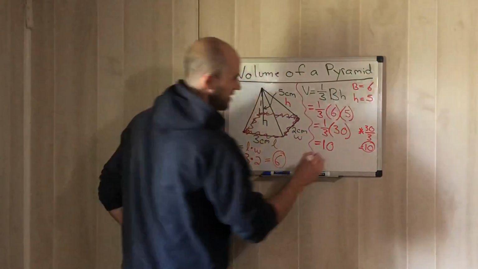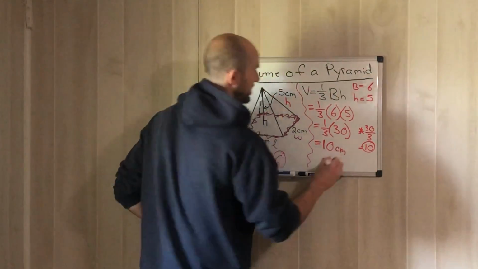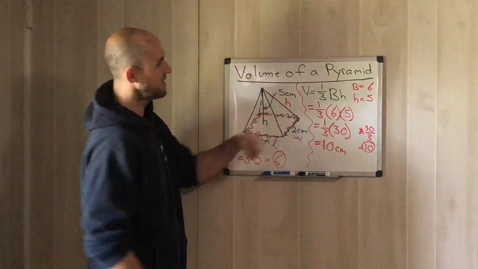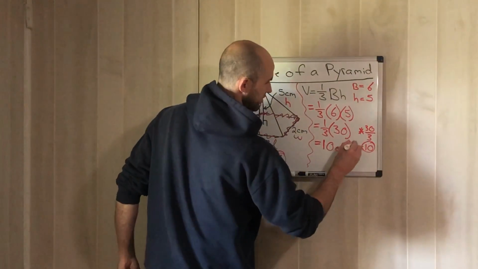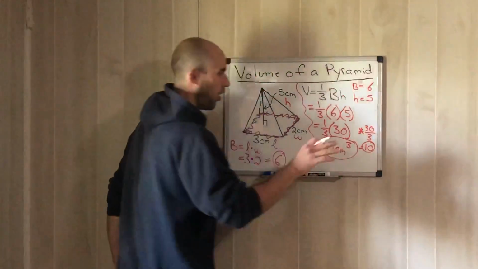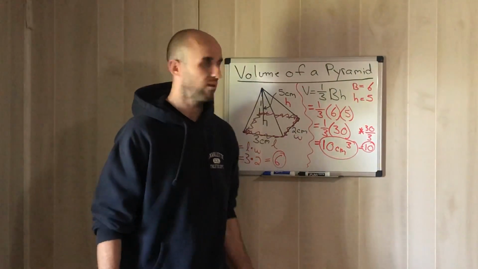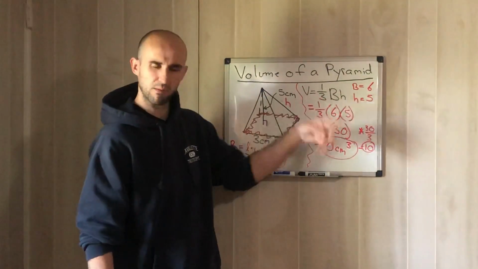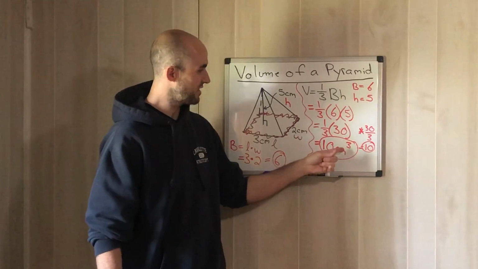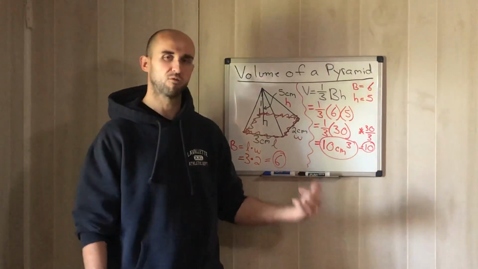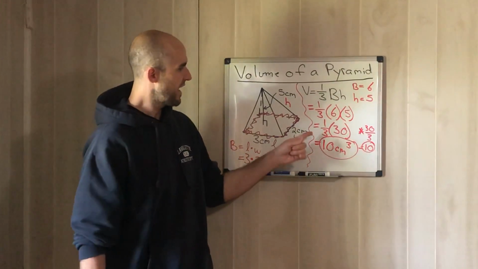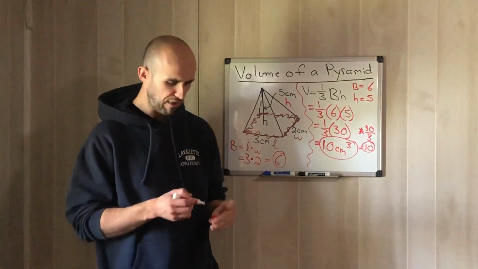We know that it's centimeters, and since we're dealing with volume, volume is always cubed. And that's it. That's all it is to find the volume of a pyramid. Once you find the area of the base, it becomes so much easier. And again, since it's volume, it's cubed, as opposed to surface area, which is squared. And once you have the third, just divide by 3.